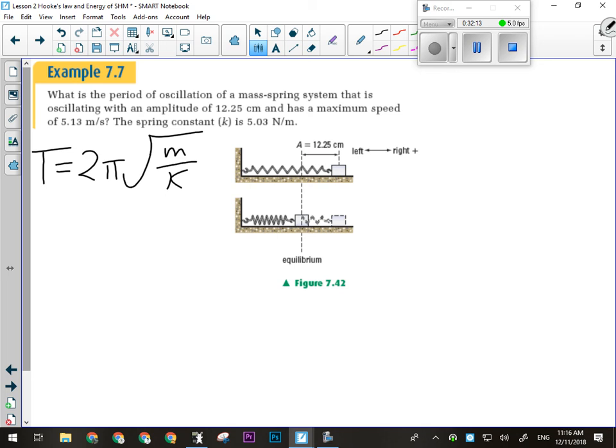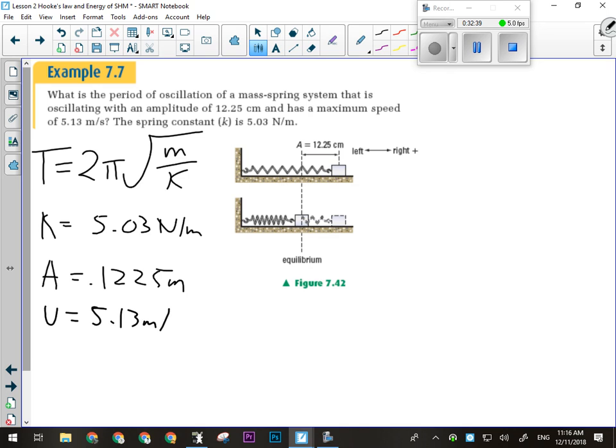Now they give me the spring constant in the question. They told me that k is 5.03 newtons per meter. Now they also tell me that the maximum amplitude is 0.1225 meters. And they tell me that the maximum speed is 5.13 meters per second. So they've given me information about 2 places in the oscillation. If I got information about 2 different places, I should start out with what?